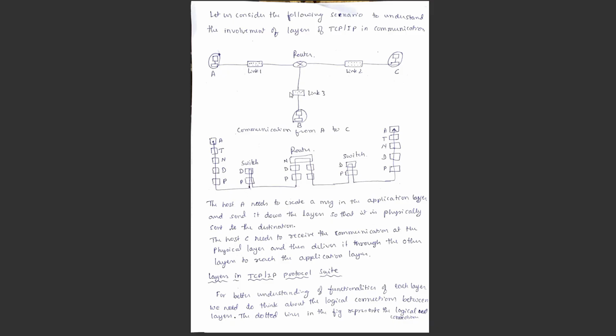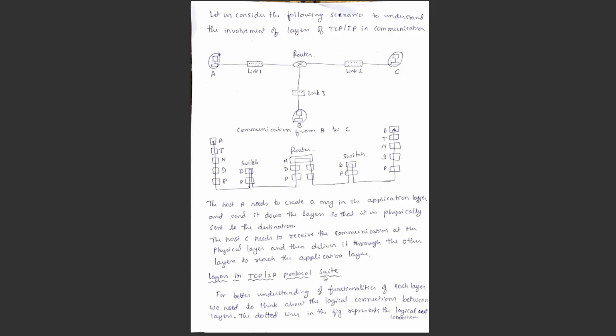That's it. Now, how does the communication happen? The message comes to the application layer, then from application goes to transport, from transport to network, from network to data link, and then to physical. The switch is applicable only for the physical and data link layers, and the router is applicable for the bottom three layers, that is physical, data link, and network layer. So here host A needs to create a message in the application layer and send it down such that it is physically sent.